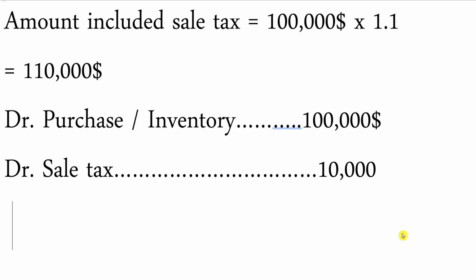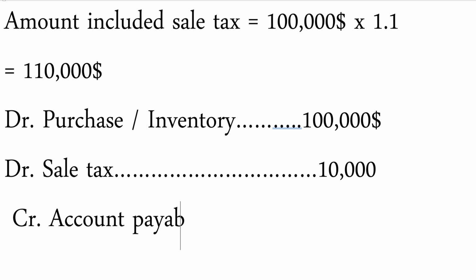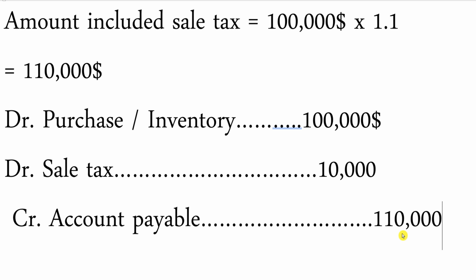Debit sales tax $10,000 and credit account payable. You can use the word trade payable or only payable, the same idea, 110,000. So this is the journal entry for the transaction above.